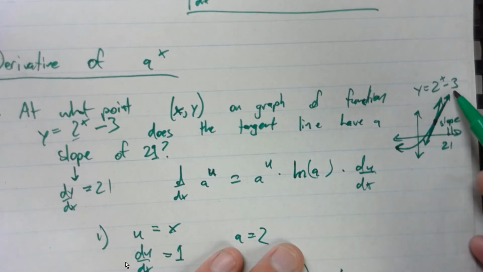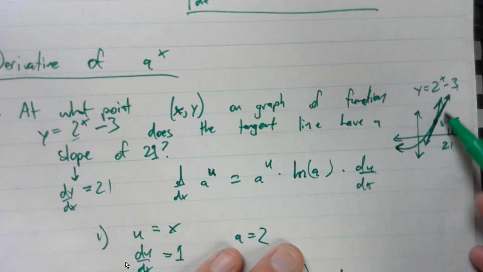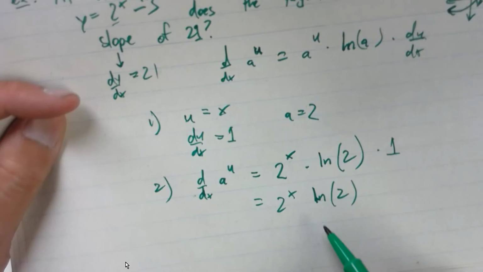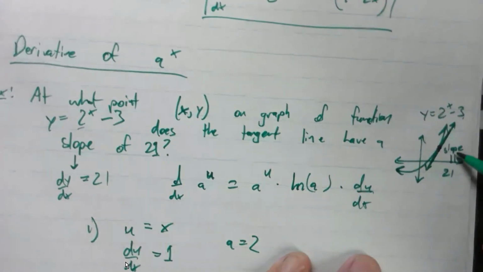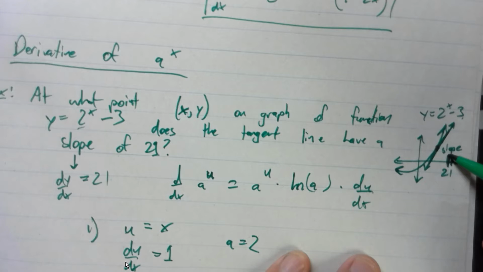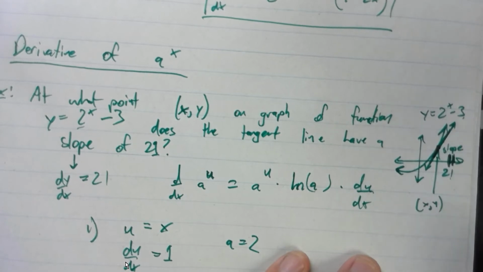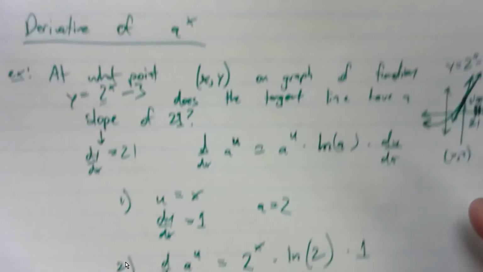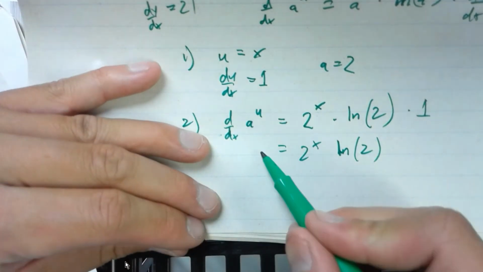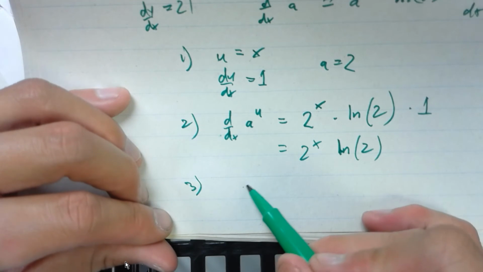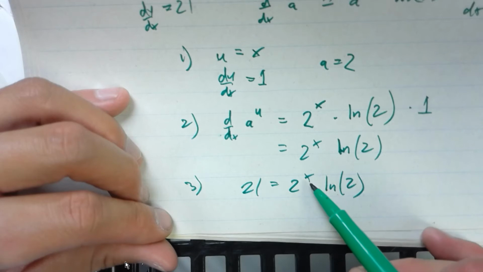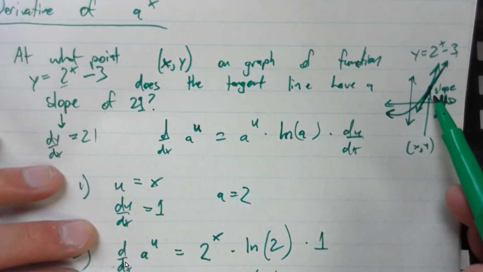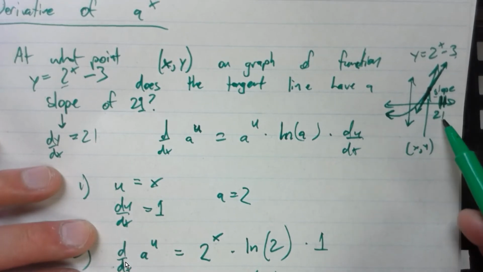So we have to find the equation for the slope, which we just did. It's 2 to the x times ln of 2, and we want to know exactly at what coordinate that slope is equal to 21. We want to know the actual x, y coordinate. And how do you do that? Well, let's set this equal to 21. So step 3 is to set this equal to 21 and solve for x. Whatever I find for x is the x value of the coordinate where the slope is equal to 21.